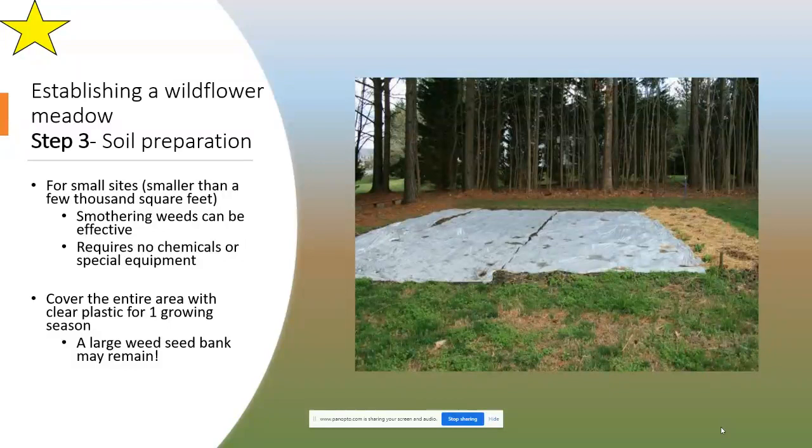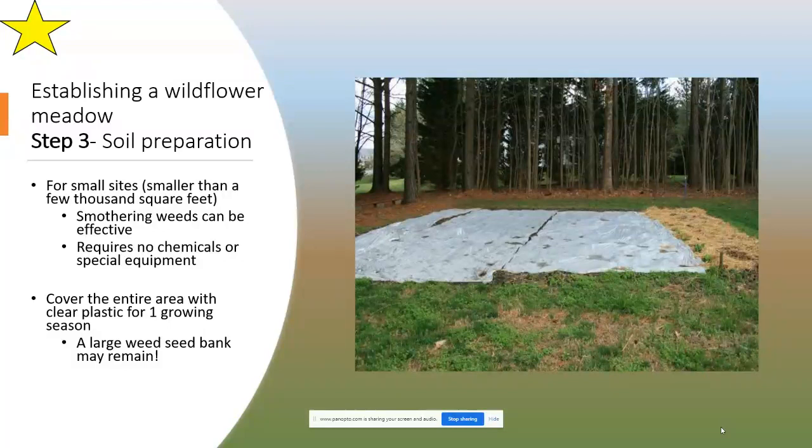For small sites, and I'm talking smaller than a few thousand square feet, smothering the weeds can be effective, and really seeds too. And this requires no chemicals or special equipment. Basically, you just cover the whole entire area with a clear plastic. This is important, it's clear plastic, not black. You cover the area for one growing season. So again, for the spring, summer, and fall. But the problem with this is that a large weed seed bank can still remain.